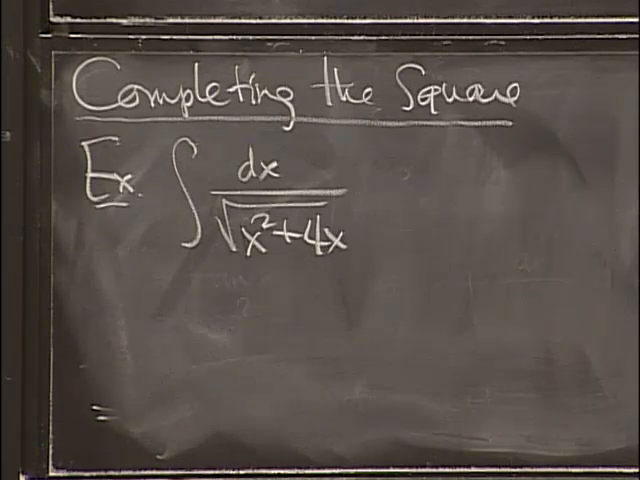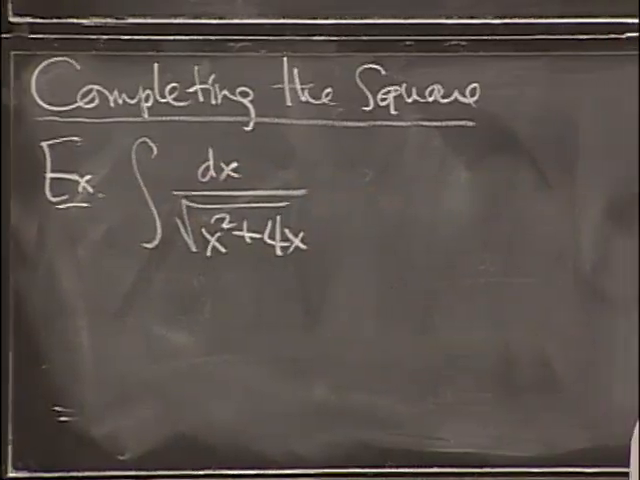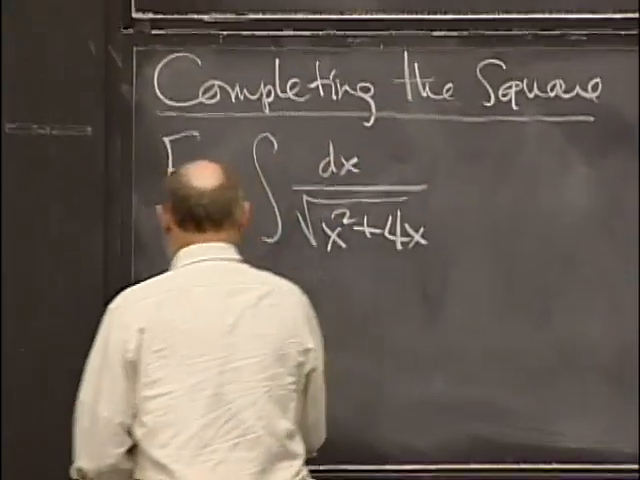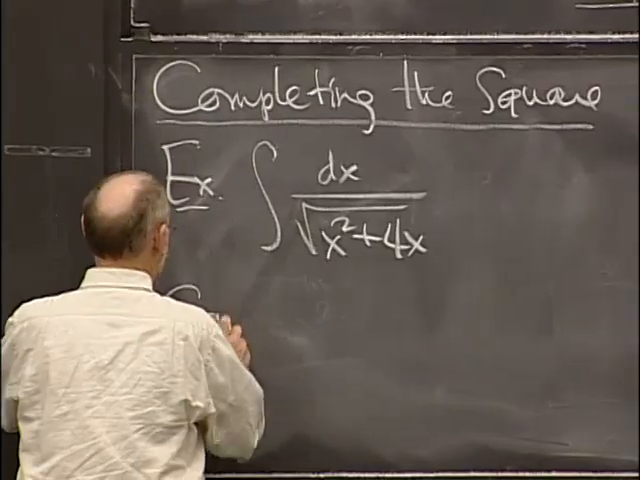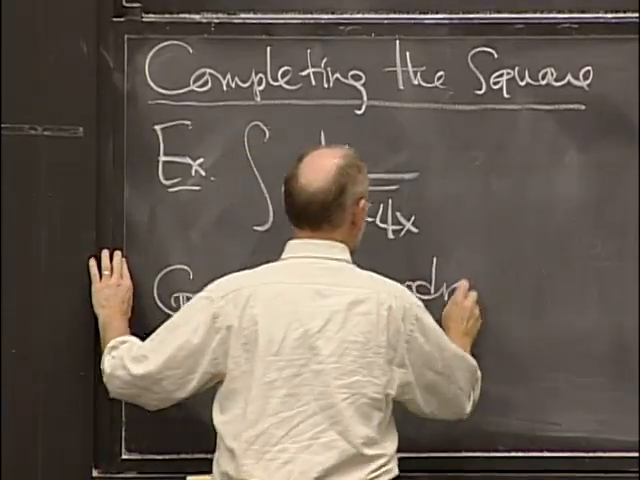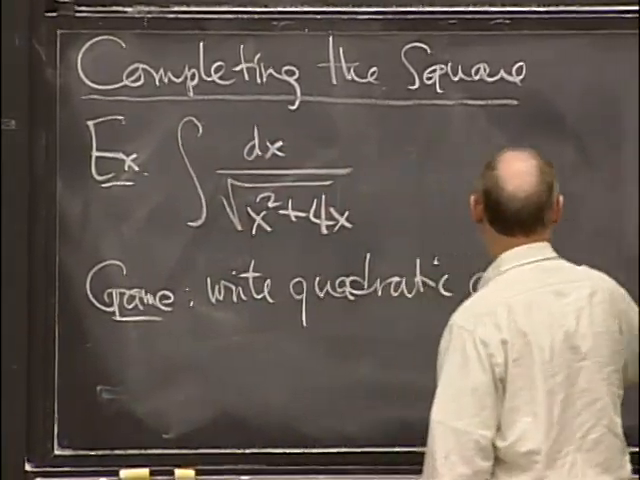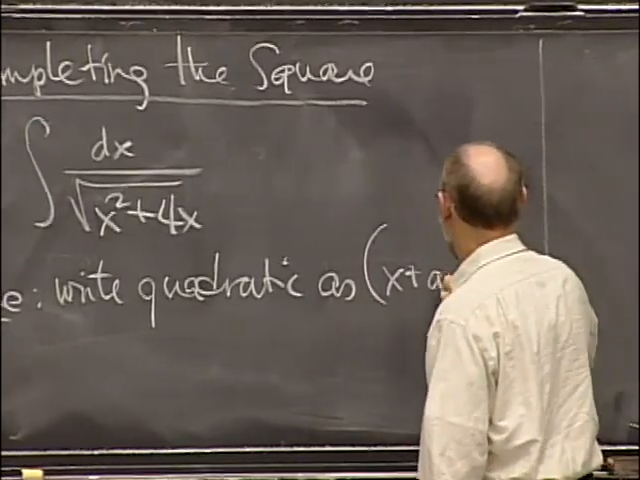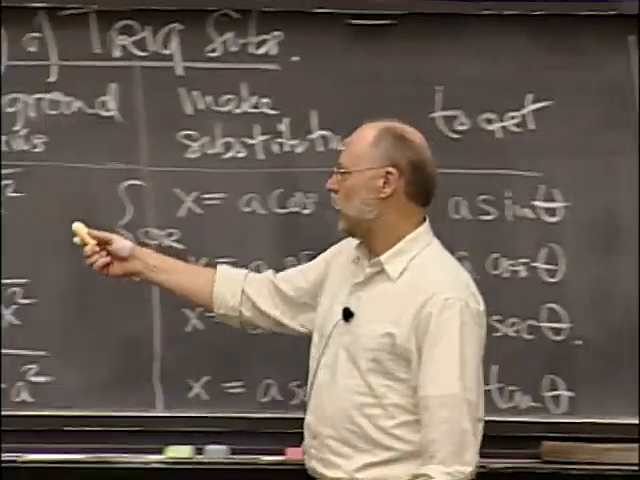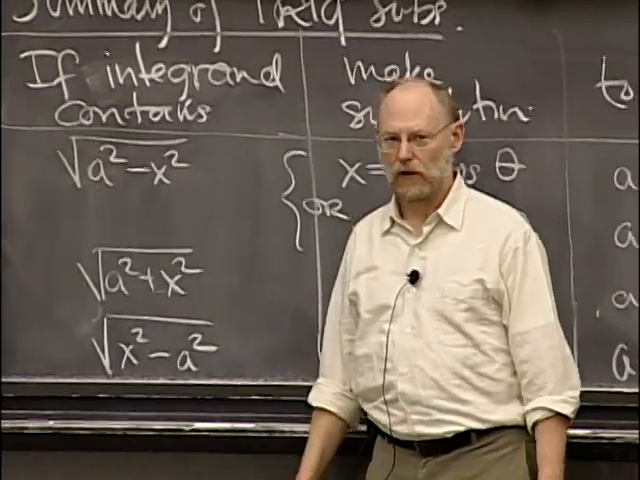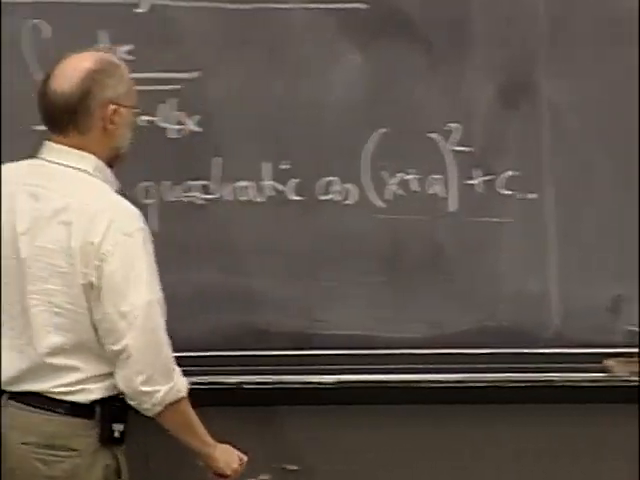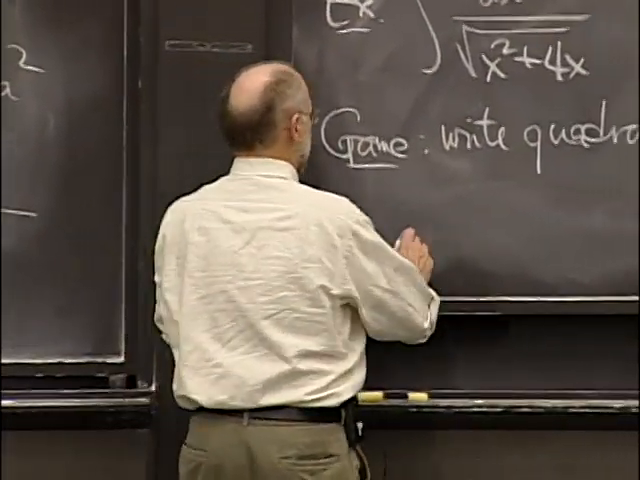And so what I want to do is show you how to rewrite it in one of those forms using substitution. Again, all this is about substitution. So the game is to rewrite a quadratic as something like x plus something or other, all squared, plus some other constant. So try to write it in the form a square plus or minus another constant. And then we'll go on from there. So let's do that in this case.